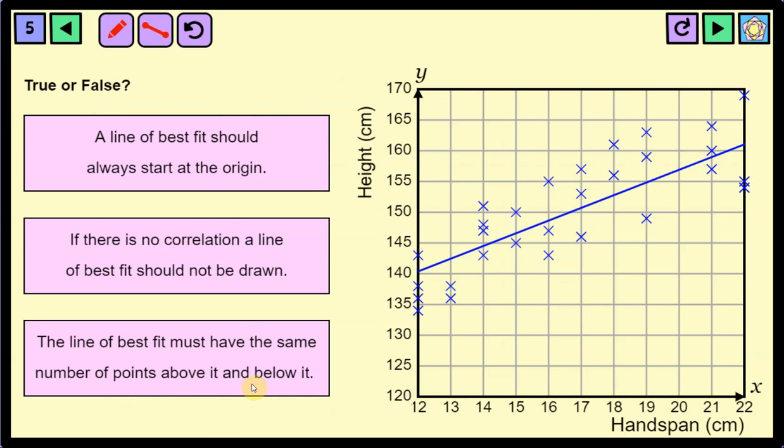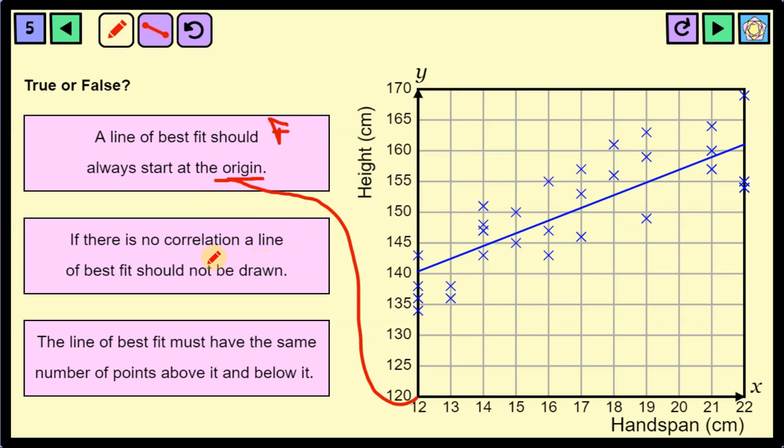So true or false, if you can just answer these 3 questions. So we're going to go through them now. A line of best fit should always start at the origin. That is false. As you can see, this one hasn't started at the origin. The origin is down here. That's the origin. But no, we don't have to.